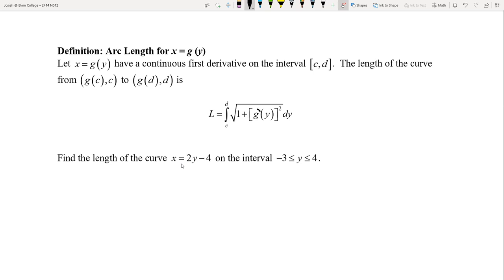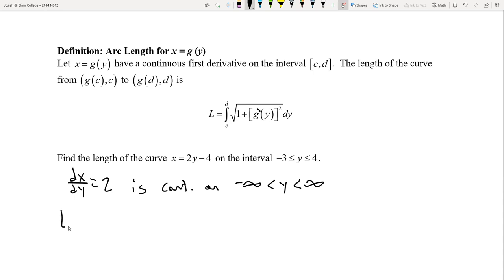Find the length of the curve x equals 2y minus 4 on this interval. All right, so again, we have our x. We need to find x prime, or dx over dy. We'll go ahead and use Leibniz notation. And it's just 2. And I do want to make the point that this is y, negative infinity less than y less than infinity. So this is continuity based on y.